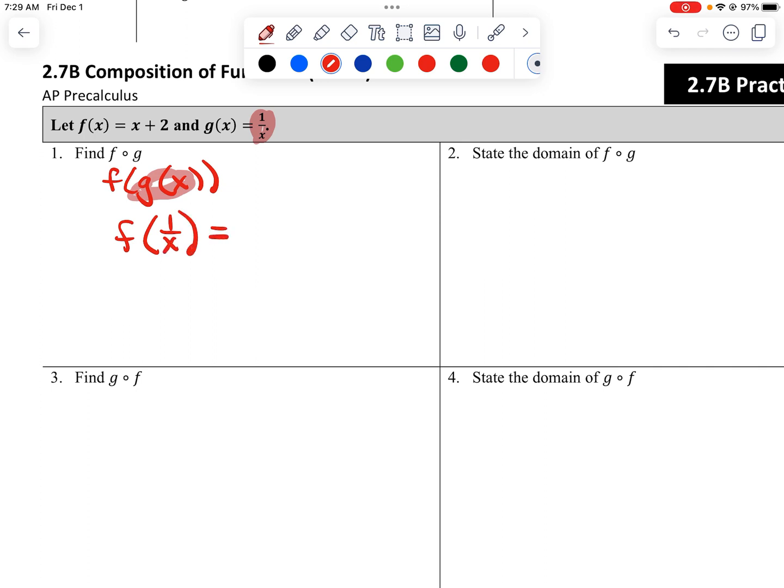Okay, so now we're going to go to our f function. We go to our f and replace that x with 1 over x. So 1 over x plus 2. And now we need to find the domain.